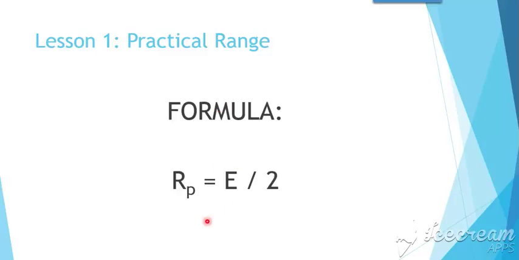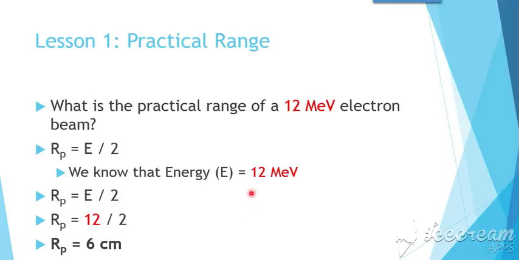The formula for practical range is Rp equals energy divided by 2. It's a very simple formula. So how this can be used clinically is the physician could ask us what would be the practical range for an electron beam if they knew what energy they already wanted to treat with.